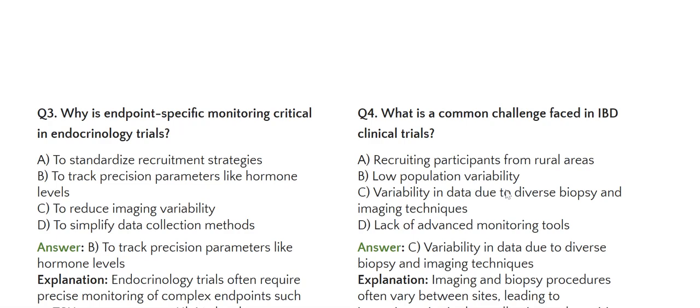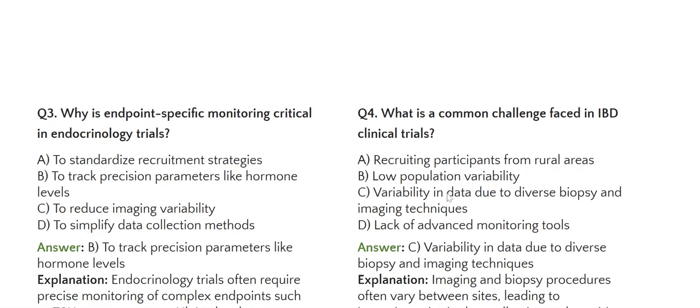But as we remember, the complex nature of endpoints in both endocrinology and gastroenterology clinical trials. And IBD clinical trial, it is a gastroenterology or GIT trial. And as long as complex endpoints here will be more applicable to C rather than B, as C, variability in data due to diverse biopsy and imaging techniques.